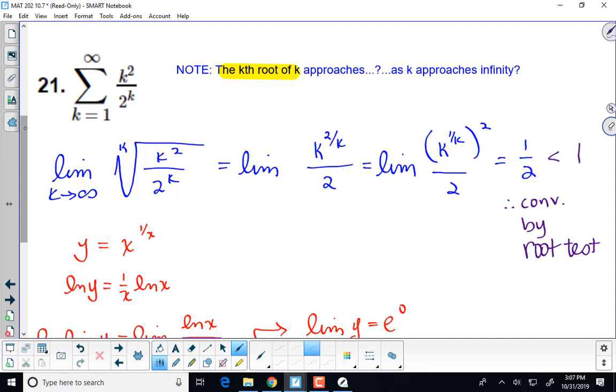K to the 2 over k. No, k to the 1 over k, that's what we have. Oh, wait, yeah. Oh, so it's always that, right, no matter what the power is.